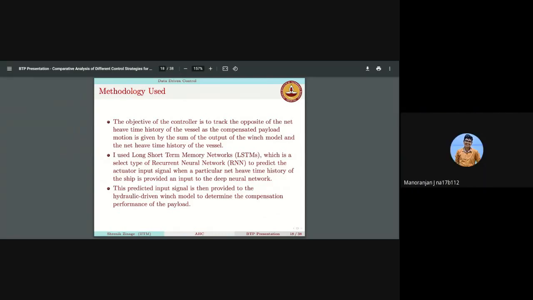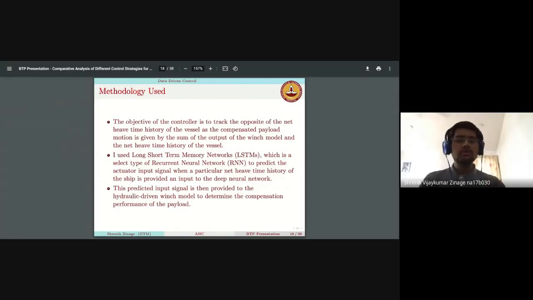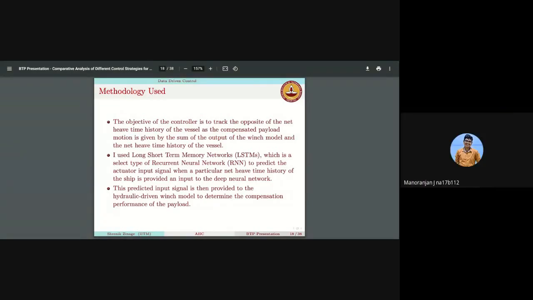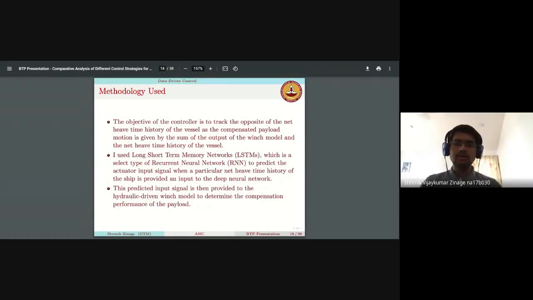Can you repeat what the inputs and outputs are? So in the neural network, the input would be the output of the winch model, which is the reeled length of the rope, when a PD control is implemented. And the output of the neural network would be the control input, the PD control input that has been applied to the winch model. Okay, so the output will be the PD control. Yeah, PD control, correct.